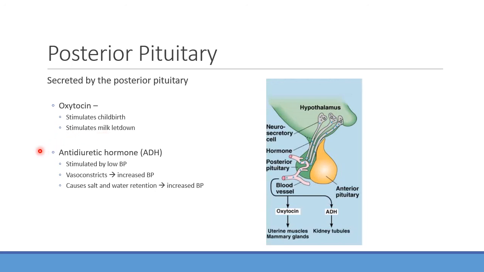Antidiuretic hormone is very, very important for blood pressure management, very important for regulating thirst centers, and very important for regulating water handling within the kidneys. How much we're going to hold on to, how much we're going to get rid of potentially.